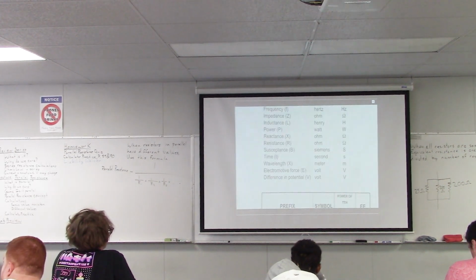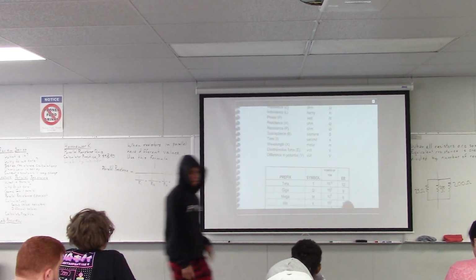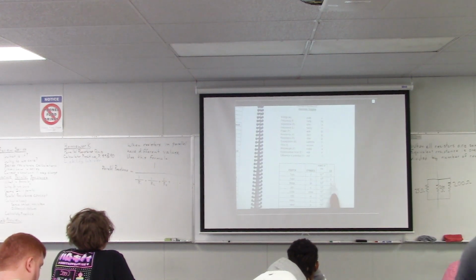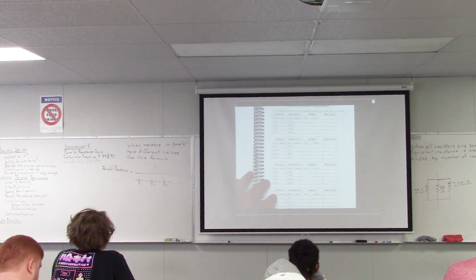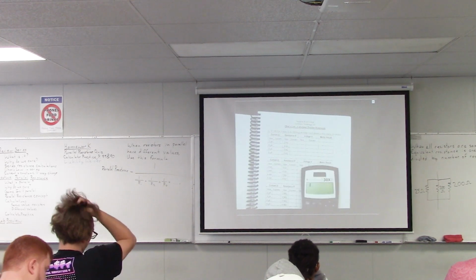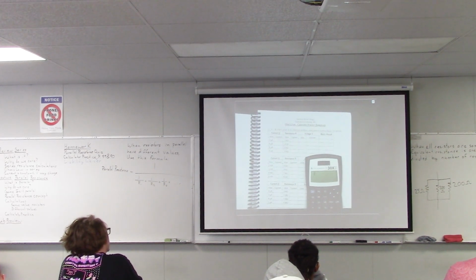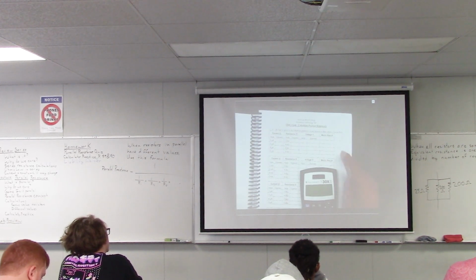The answer will come out in one of these prefixes, where it's 10 to the 0, 10 to the third, 10 to the 6th, or minus third, minus 6th, and so on. So now we're in the right mode. Now we can do our calculation. We want to multiply the current times the resistance.